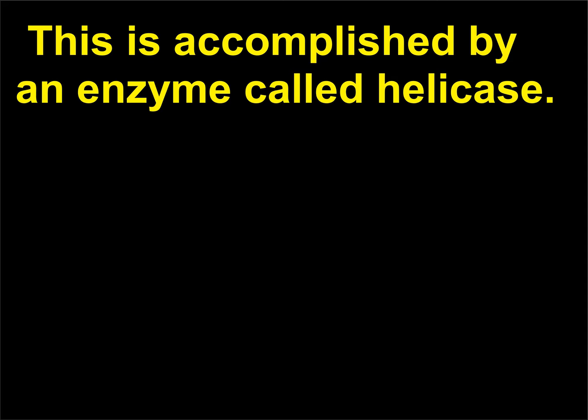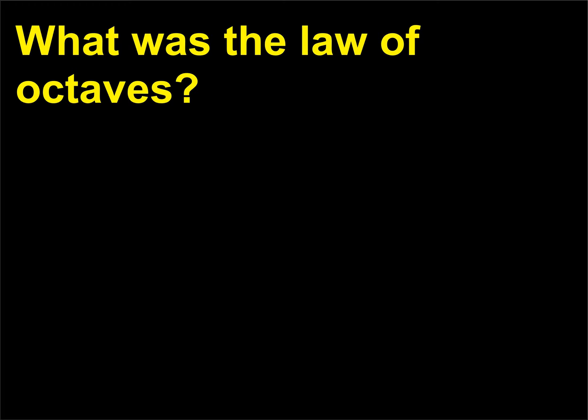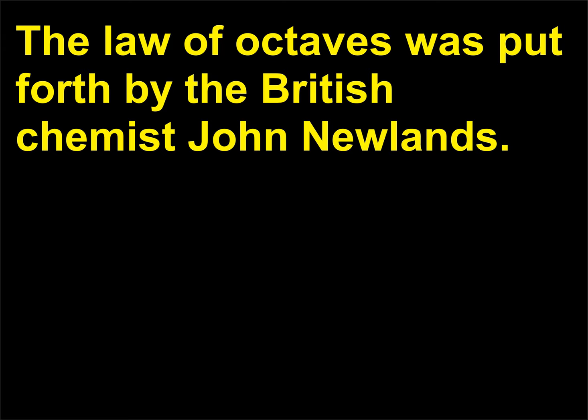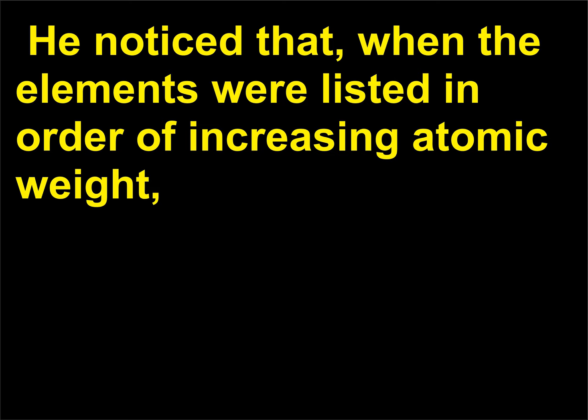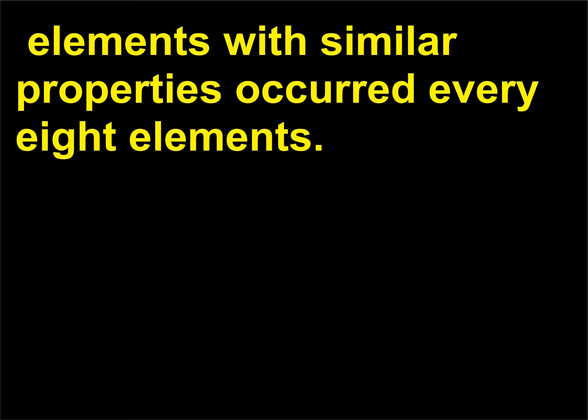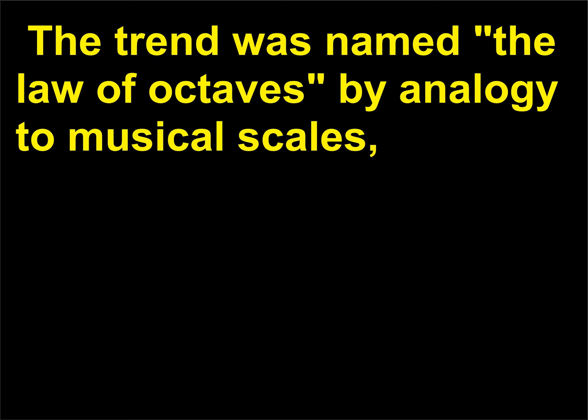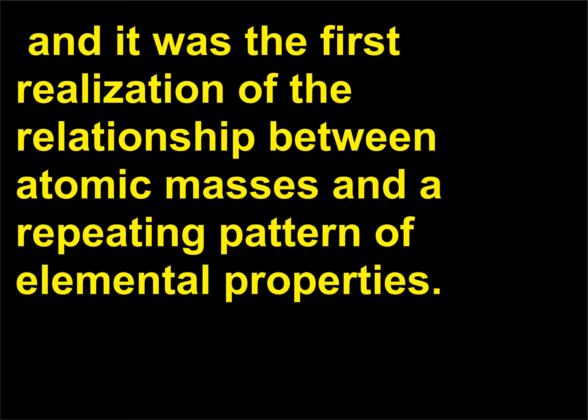What was the law of octaves? The law of octaves was put forth by the British chemist John Newlands. He noticed that, when the elements were listed in order of increasing atomic weight, elements with similar properties occurred every 8 elements. The trend was named the law of octaves by analogy to musical scales, and it was the first realization of the relationship between atomic masses and a repeating pattern of elemental properties.